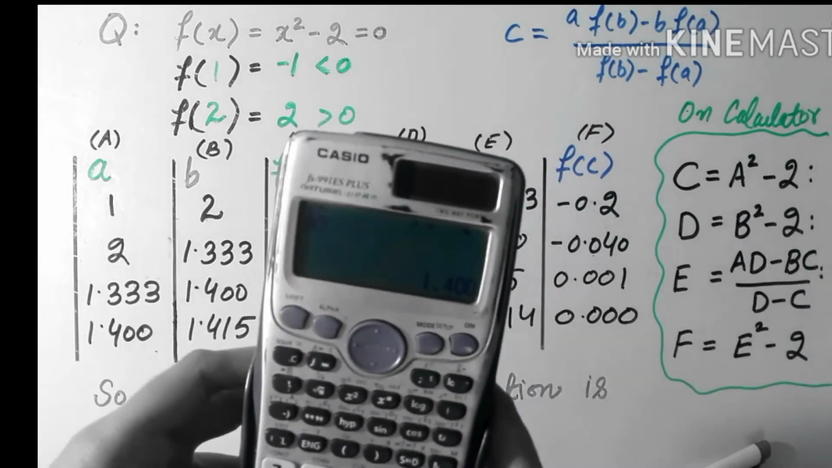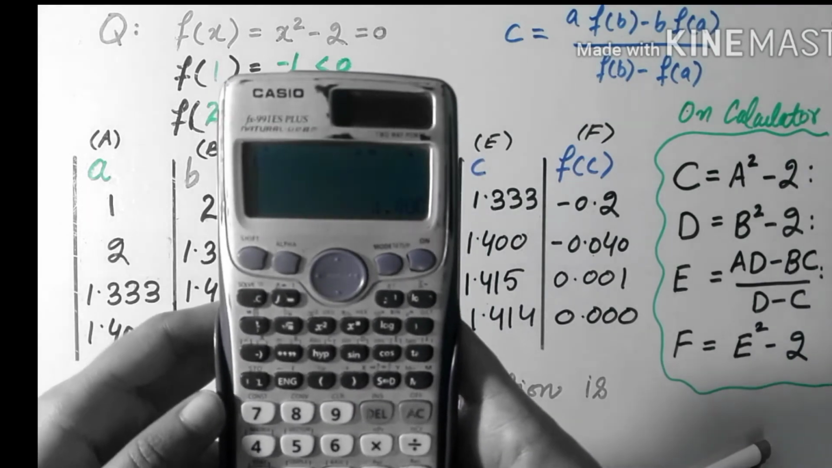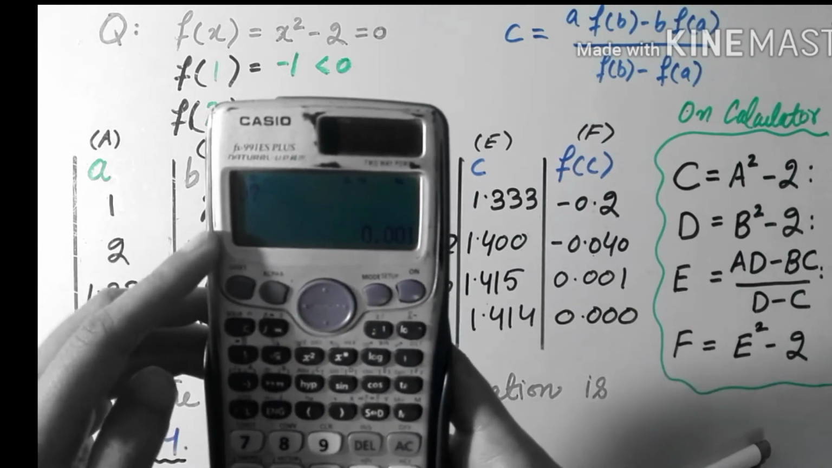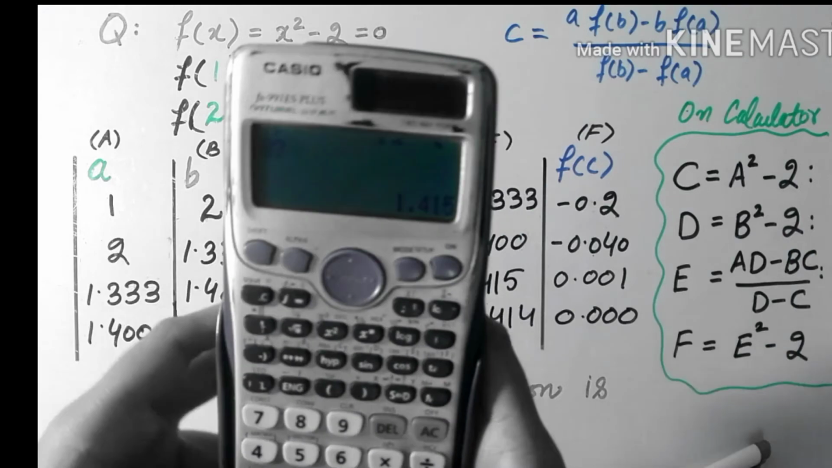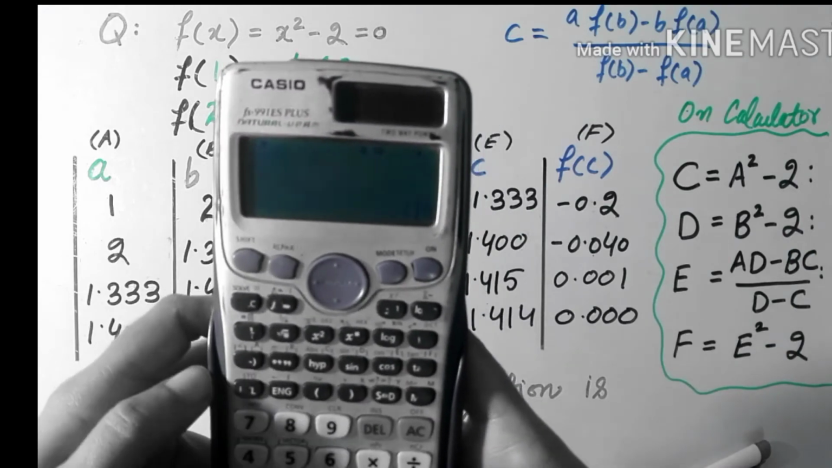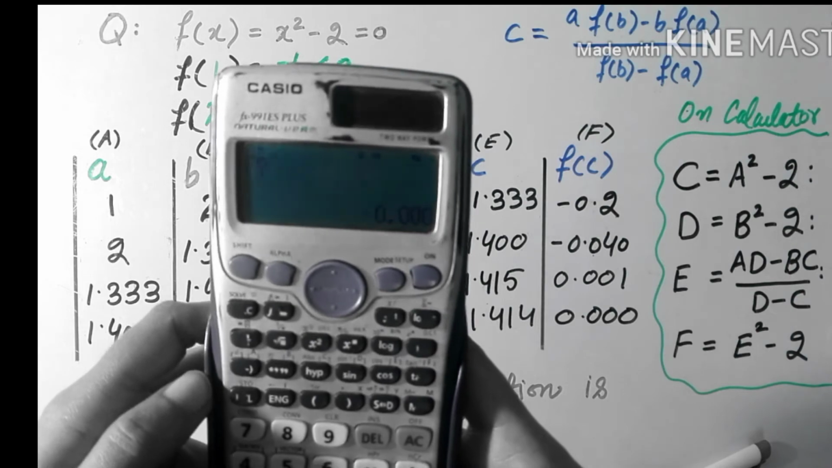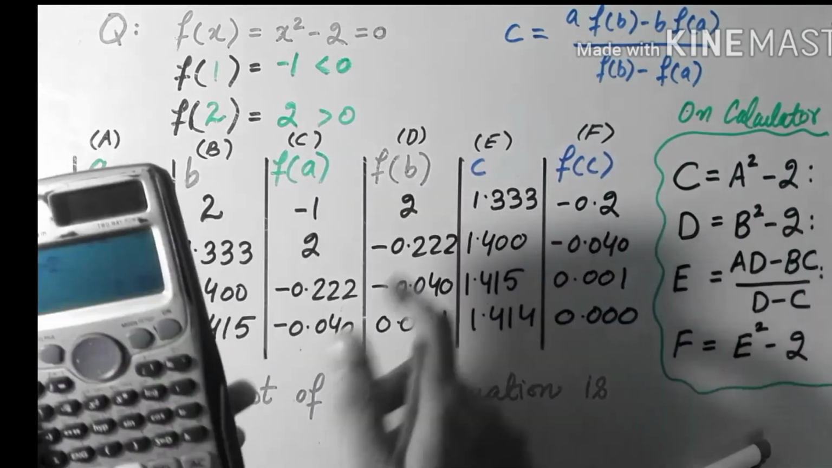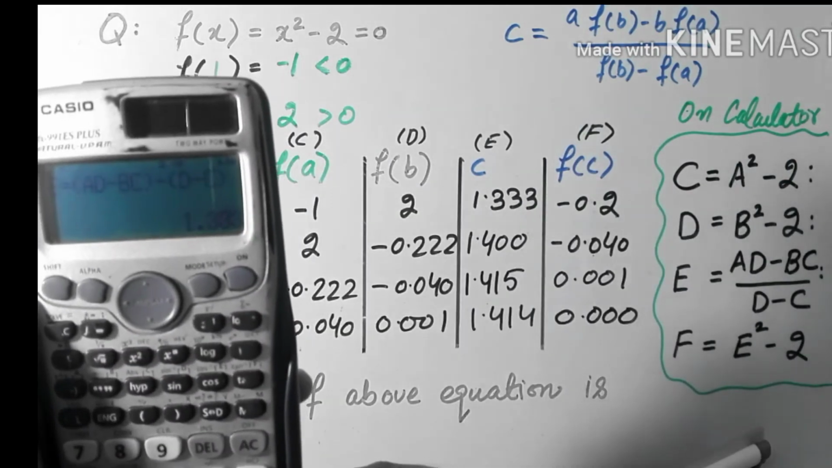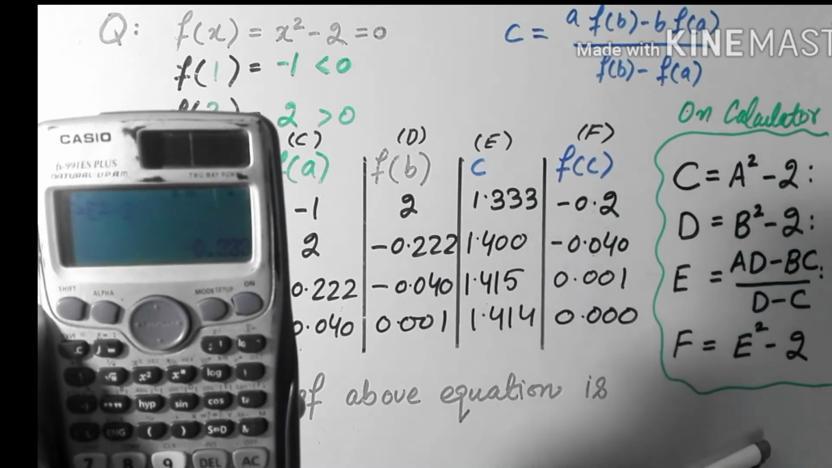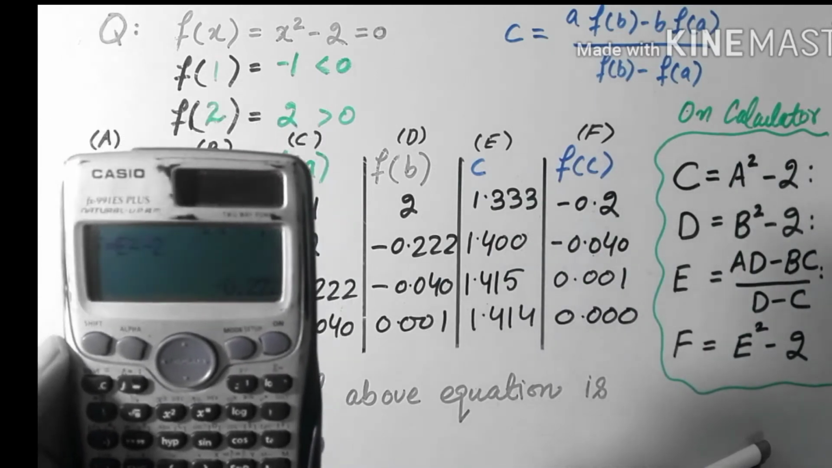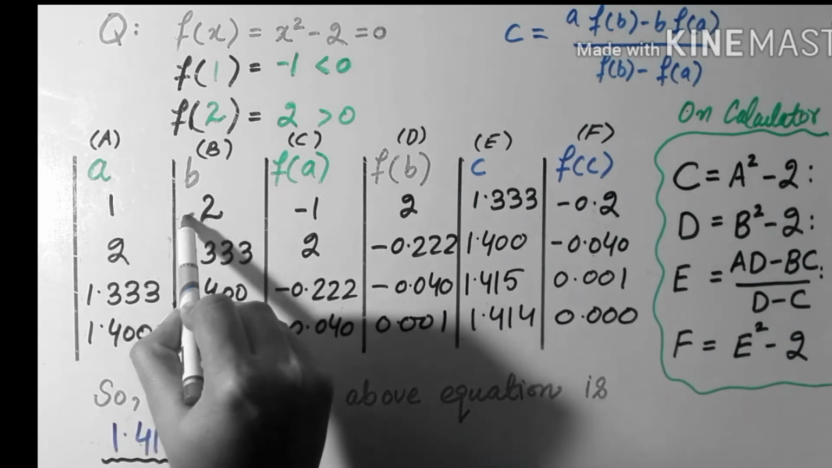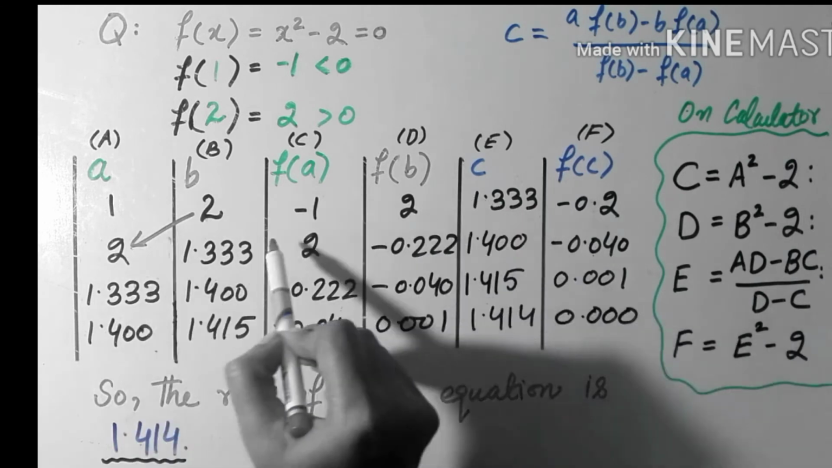The value of A is equal to 1. We will press equal to. It is asking for D. We don't have a D value, so we will press equal to until B. We will put the value of B, which is equal to 2, and then we will skip E and F. Now the value of C is equal to negative 1, D is equal to 2, E is equal to 1.333, and the value of F is equal to negative 0.22. Now we give the value of B to A and the value of C to B.